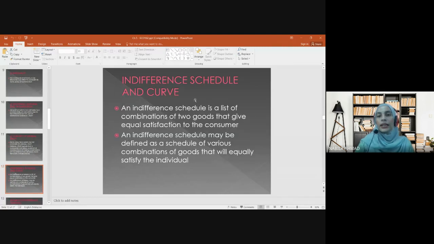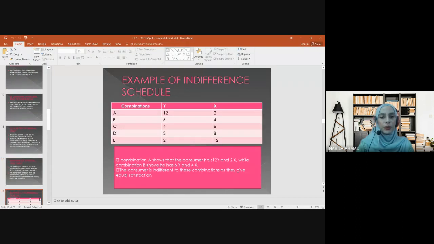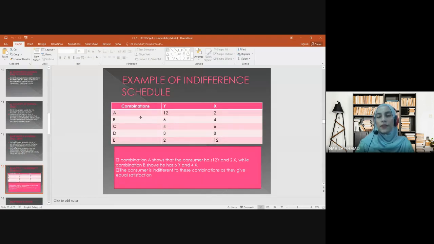Okay, so kita nak lihat indifference schedule and curve. An indifference schedule is a list of combinations of the goods that give equal satisfaction to the consumer. An indifference schedule may be defined as a schedule of various combinations of goods that will equally satisfy the individual. So this is the indifference schedule lah.